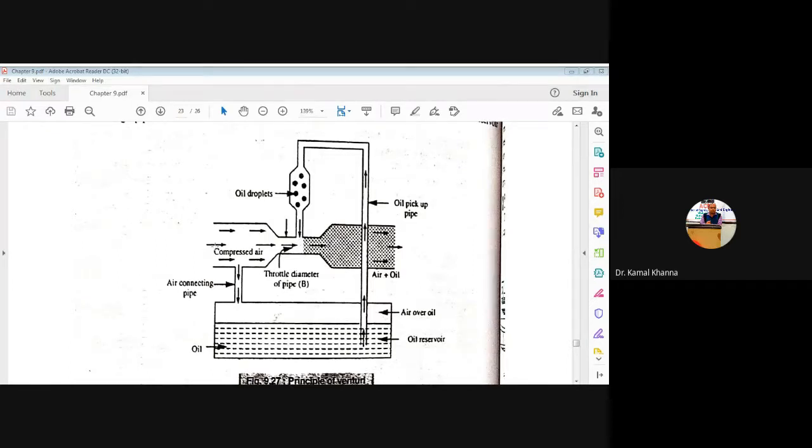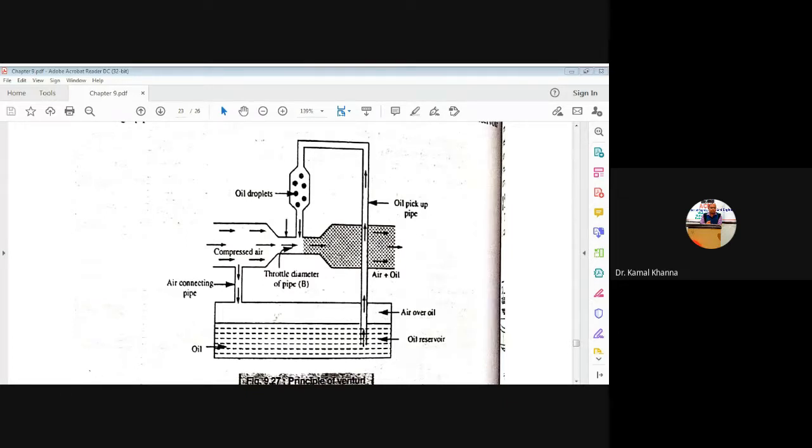As soon as this compressed air enters from this converging portion, you can see we have installed a converging nozzle here, or you can see the converging portion. As soon as the diameter is decreasing, there is an increase in the velocity of the air. As soon as the velocity of the air is increased, the pressure will drop down, and there are some oil droplets being dispensed in this portion. The air will suck the oil droplets from this portion. And as soon as air passes through this diverging portion, there is a decrease in the velocity of the air, and hence there is an increase in the pressure of the air.